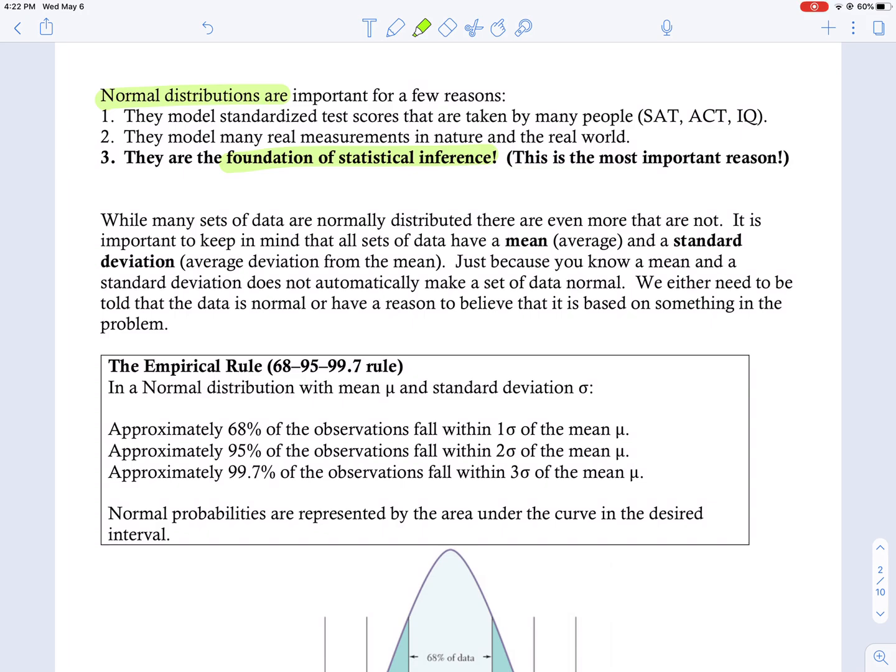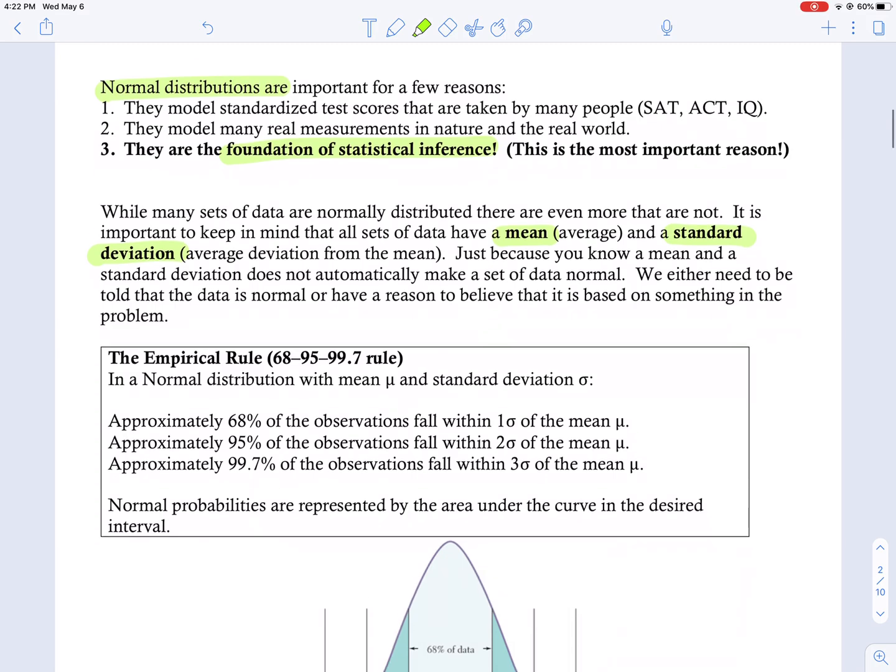Okay, while many sets of data are normally distributed, there are a lot that aren't. Keep in mind that the mean and the standard deviation are always important. You need those pieces of information to set up your bell curve and your normal distribution. Just because you know a mean and a standard deviation doesn't always mean that your set is normal. We usually need to be told that it is a normal distribution, or that the data is normally distributed, something like that.